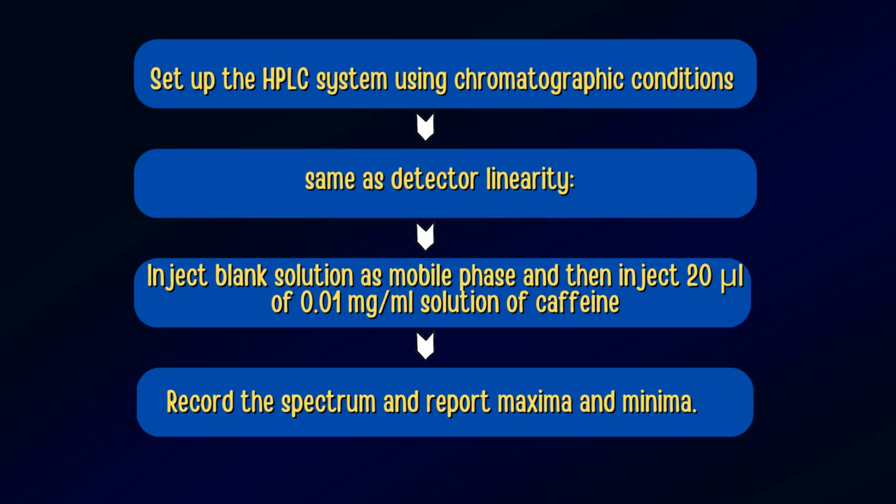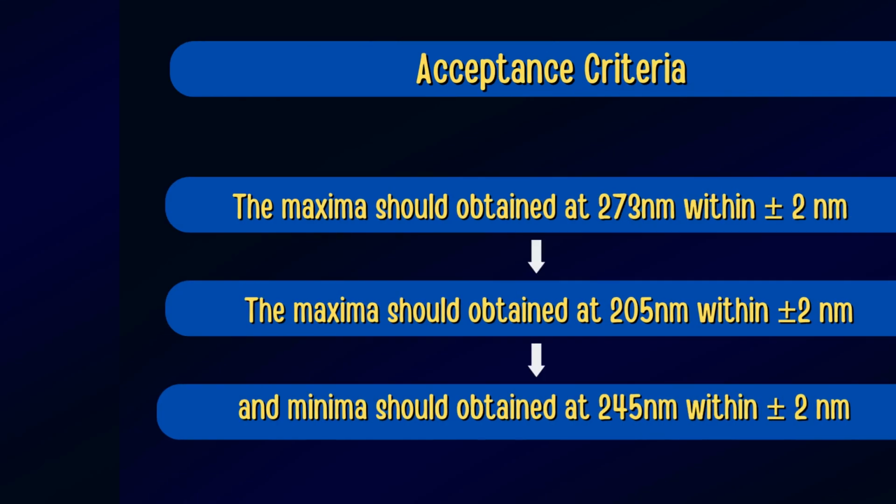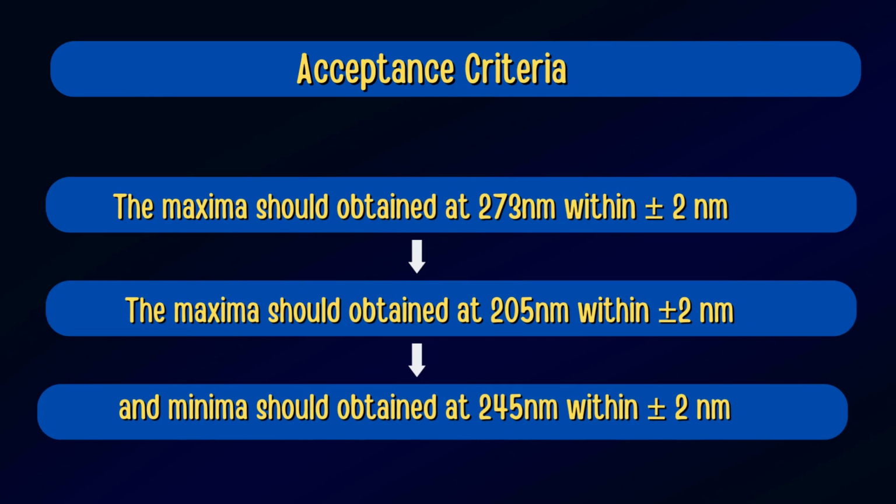Set the HPLC system using chromatographic conditions same as detector linearity. Inject blank solution as mobile phase and then inject 20 microliter of 0.01 mg per ml solution of caffeine. Record the spectrum and report the maxima and minima. The acceptance criteria is the wavelength maxima found should be between 273 plus minus 2 nanometer and 205 plus minus 2 nanometer and the wavelength minima found should be between 245 plus minus 2 nanometer.